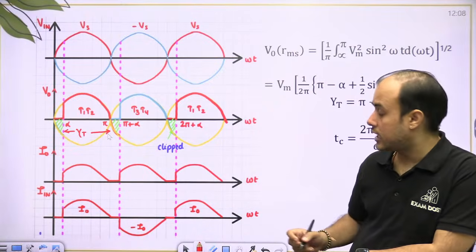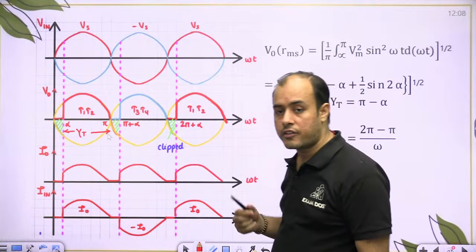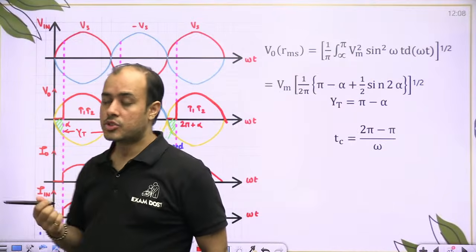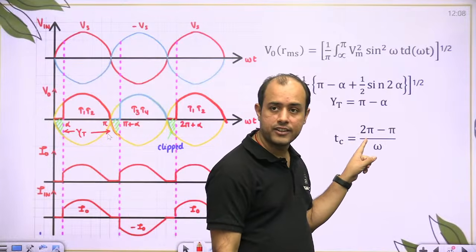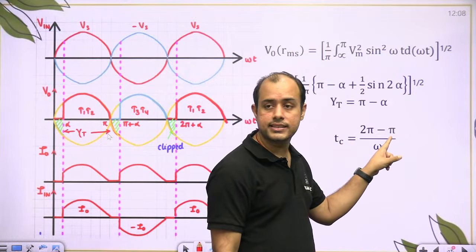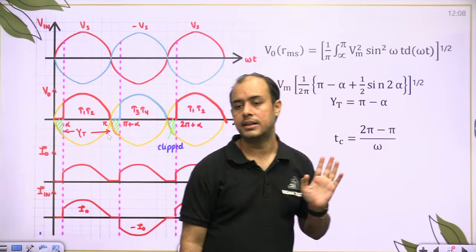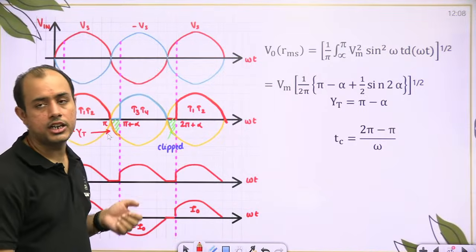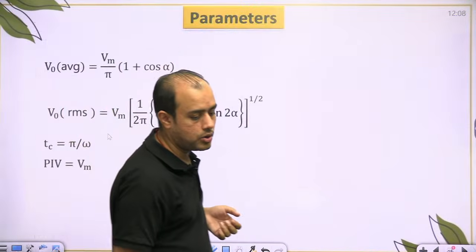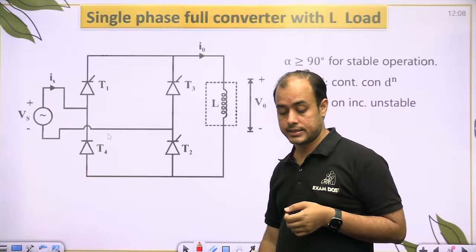Because conduction stops at pi, and next time it will be forward biased at 2 pi. So you can find circuit turn off time as the time of second forward biasing minus when the conduction stops, divided by omega. Second time forward bias कब होगा minus conduction कब रुका, divided by omega. Okay, so that is the parameters.